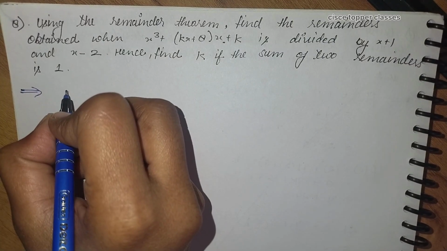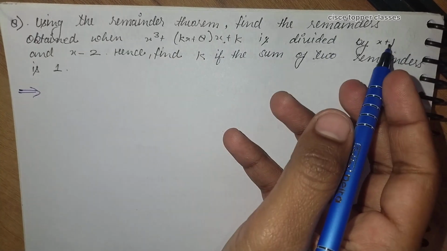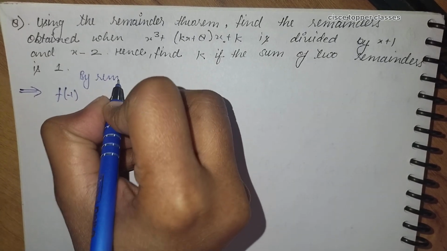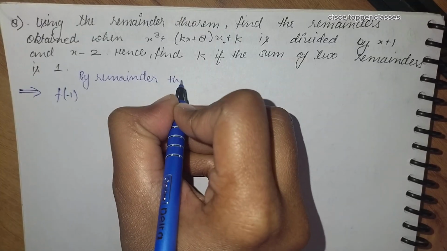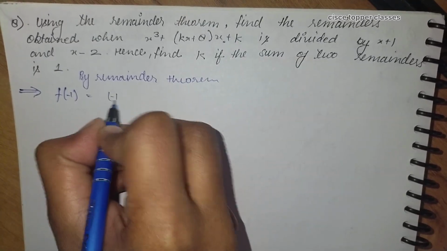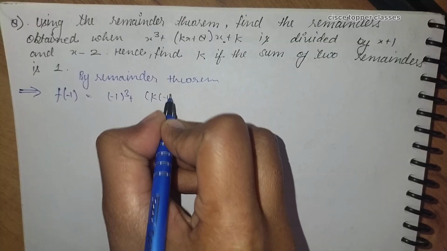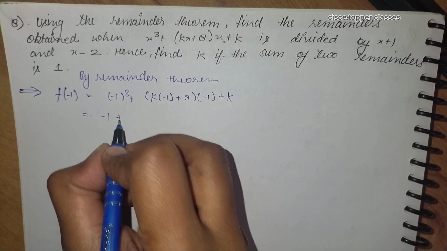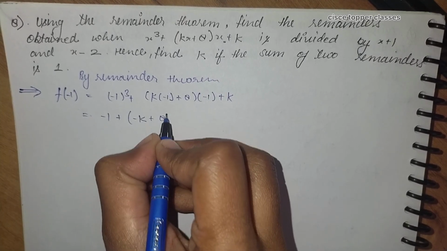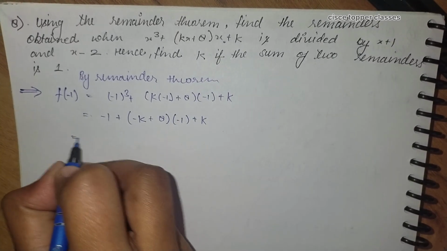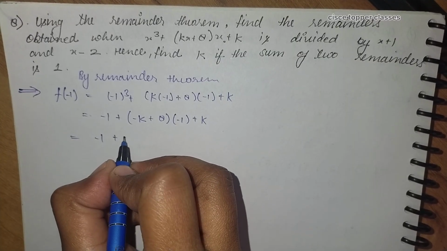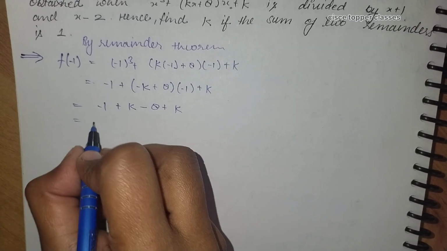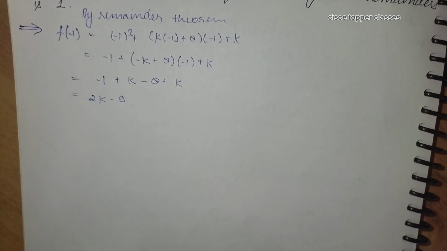So here we have to find the remainder when it is divided by x plus 1. So f of minus 1 by the remainder theorem will be the remainder without division. It will become (minus 1) whole cube plus k into minus 1 plus 8, into minus 1 plus k. So it will become minus 1 minus k plus 8 into minus 1 plus k. On multiplying it will become minus 1 plus k minus 8 plus k. So 2k minus 9 is the remainder on dividing by x plus 1.